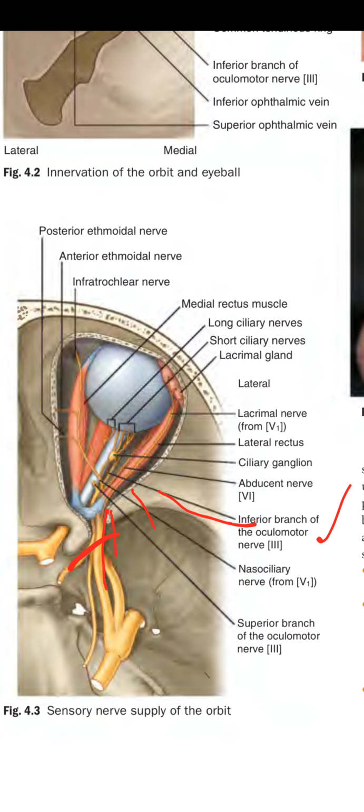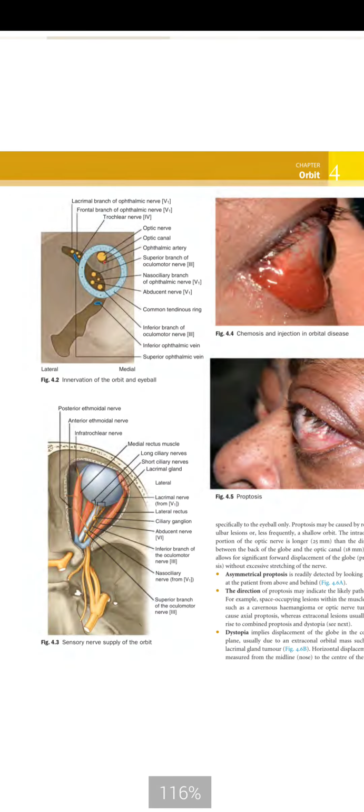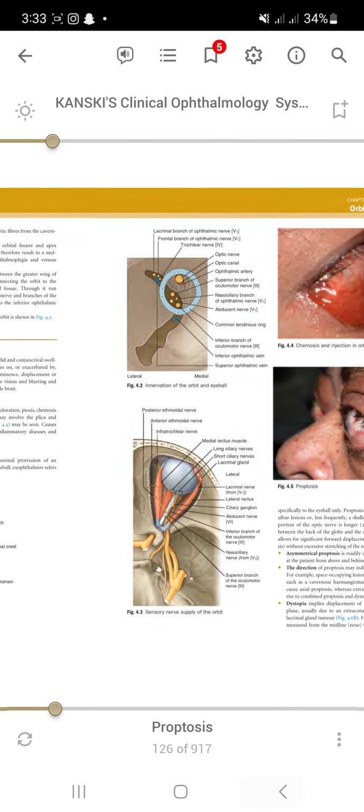Then the nasociliary nerve and abducens nerve, and there is a ciliary ganglion, a lateral rectus, and the lacrimal nerve. There is a lacrimal gland whose sensory supply is the lacrimal nerve. There are the long and short ciliary nerves, and then there is the medial rectus muscle. This is the infratrochlear nerve, anterior ethmoidal nerve, and posterior ethmoidal nerve. So this is basically the anatomy of the orbit.